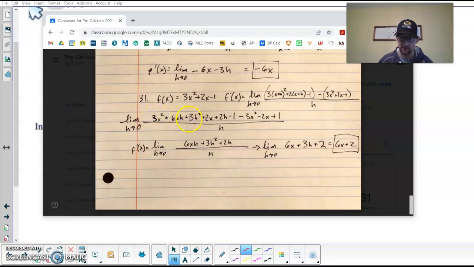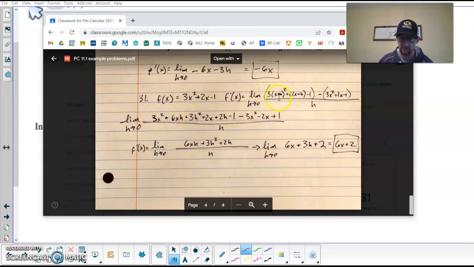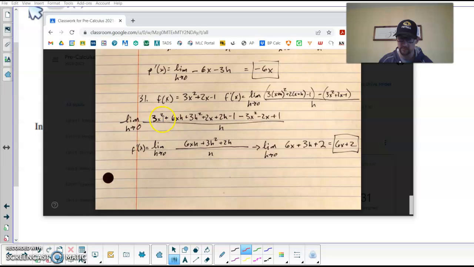3x squared plus 6xh plus 3h squared. That's that piece. Plus 2x plus 2h. That's that piece. Minus 1. Minus 3x squared minus 2x plus 1. There they are. Combine the like terms. 3x squared minus 3x squared is gone. 2x minus 2x, gone. Negative 1 plus 1, gone. 6xh plus 3h squared plus 2h is what we got left. Divide them all by the h. You get 6x plus 3h plus 2.